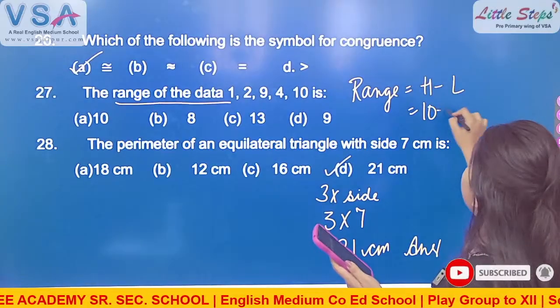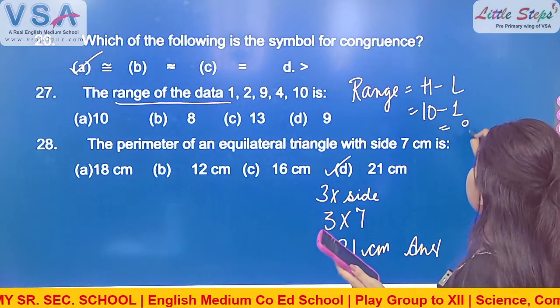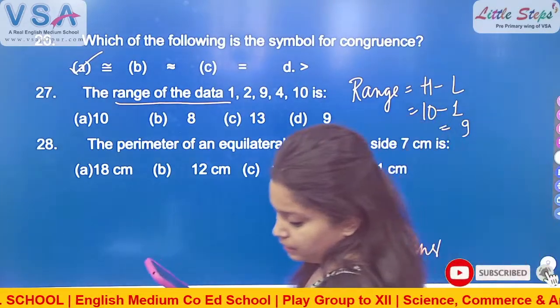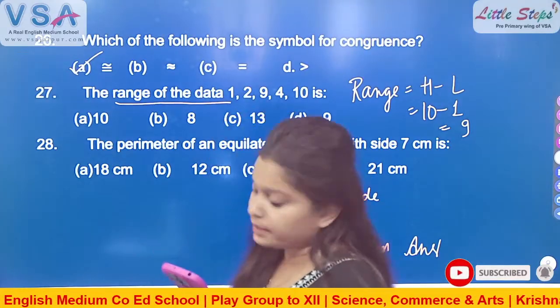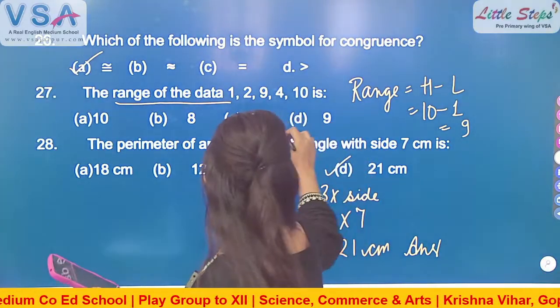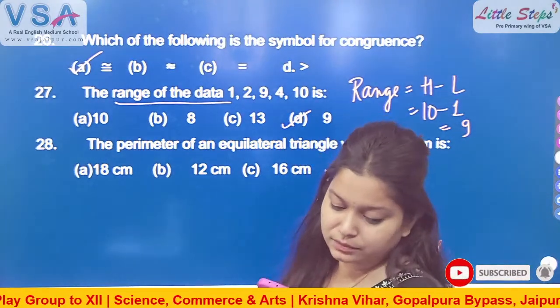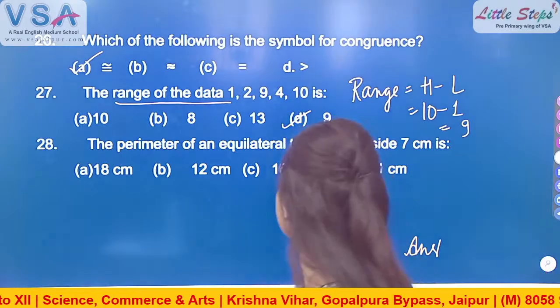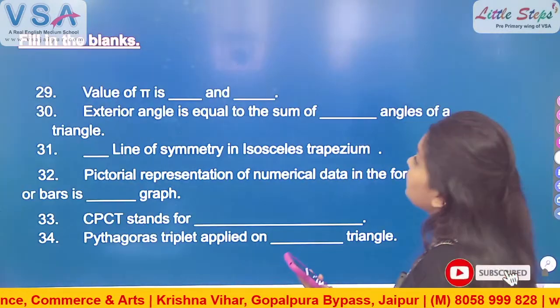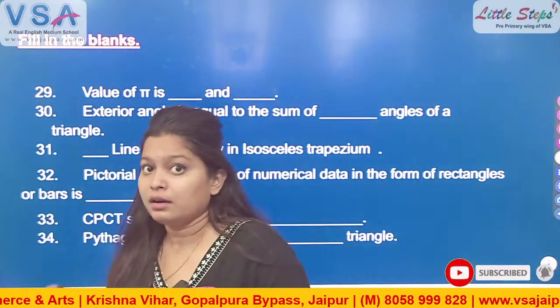the highest number is 10 and the lowest number is 1. The answer is 9. The answer is 9, not 13. You have to do the question, but take out your notebook and pen. Follow it on paper. Yes, this is all about MCQs.